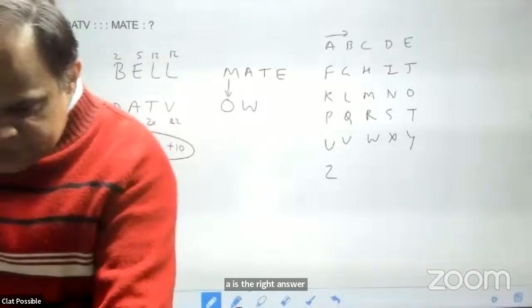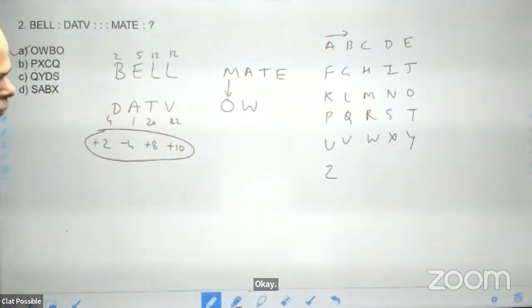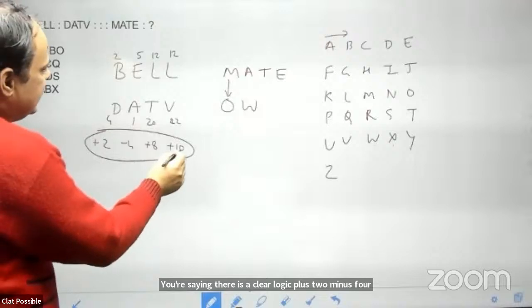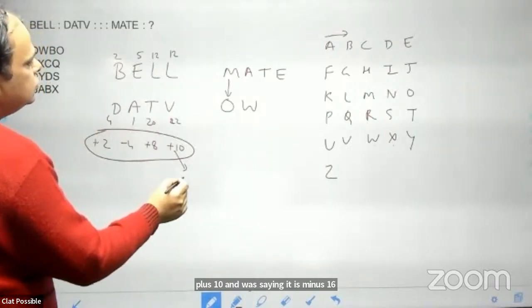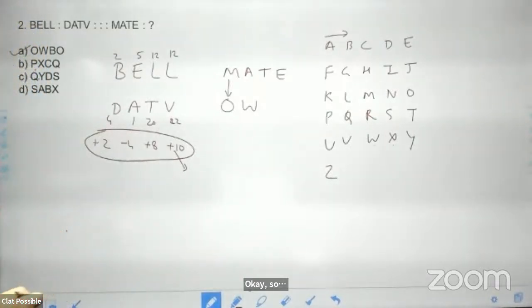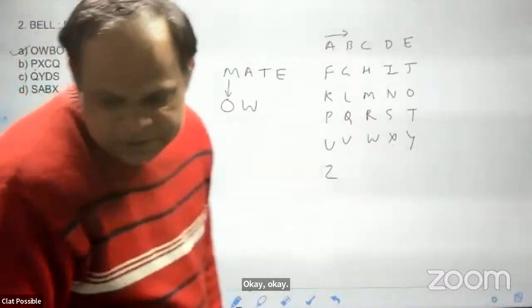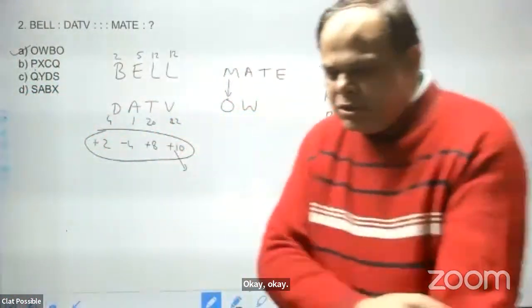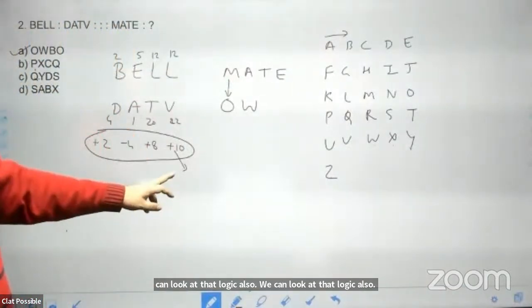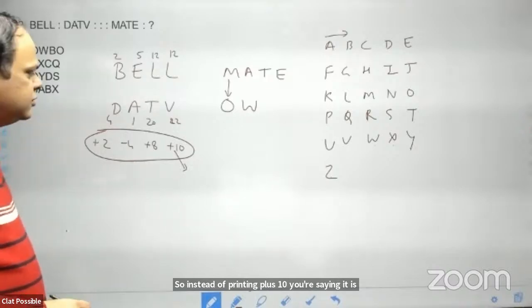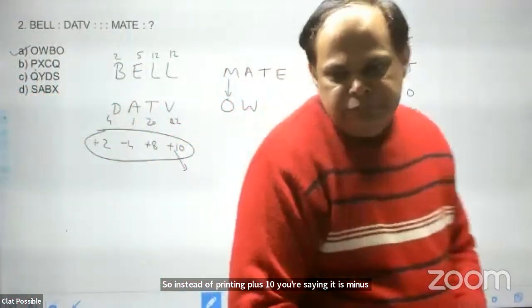Okay. You are saying there is a clear logic: plus 2, minus 4, plus 8, plus 10, and you are saying it is minus 16. Okay. So 12 minus 16 will be minus 4, 23 or 22. We can look at that logic also. So instead of writing plus 10, you are saying it is minus 16. Yeah, so that could also be correct.